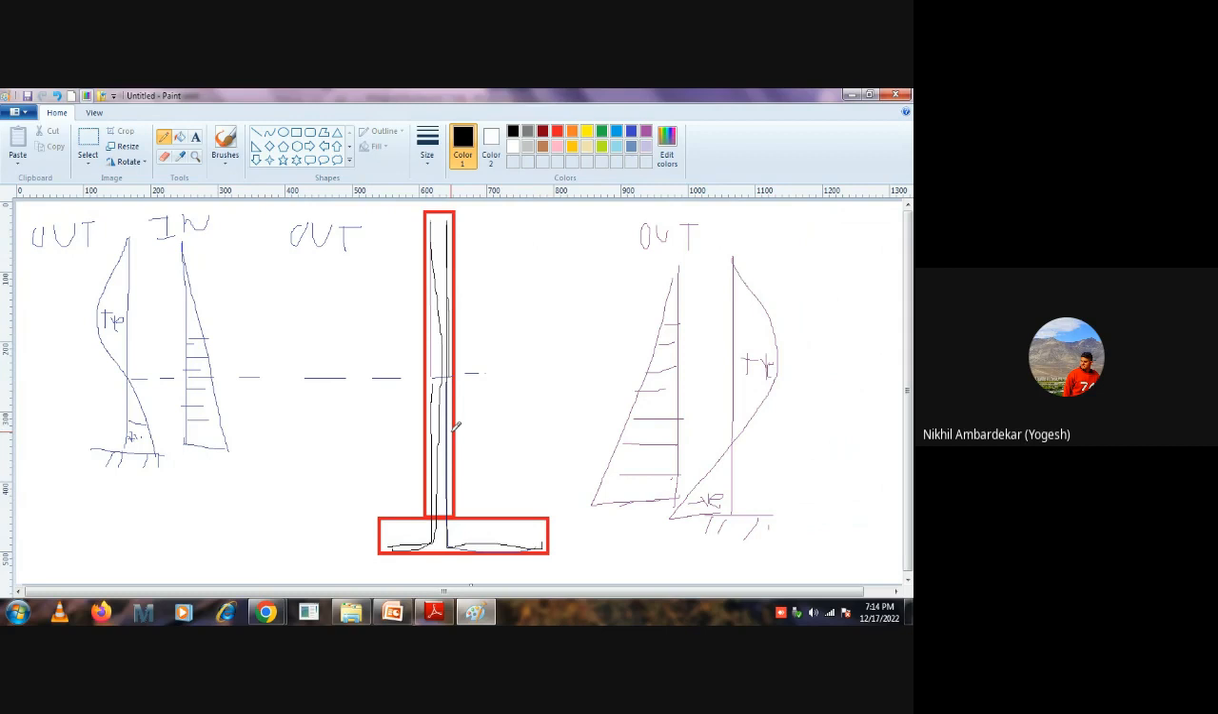Yes, sir. In that case, what we need to ensure is that this bar is sufficient to take care of this hogging moment, sorry, water moment. This bar is sufficient to take care of this moment, and at the same time, this moment also. Correct? Alternate. Understand?